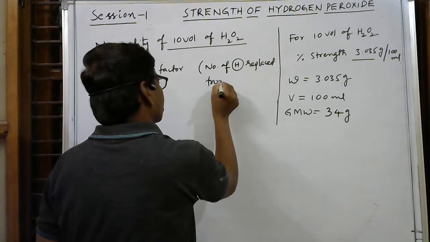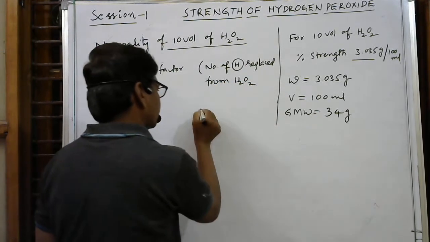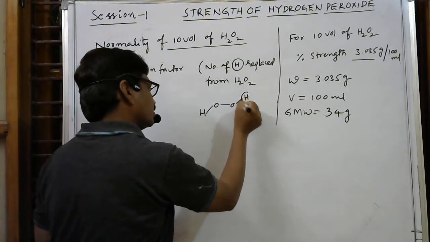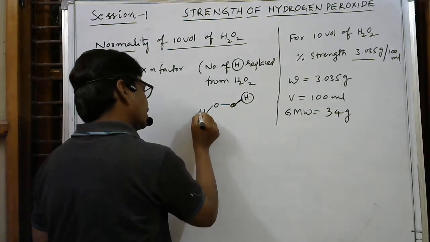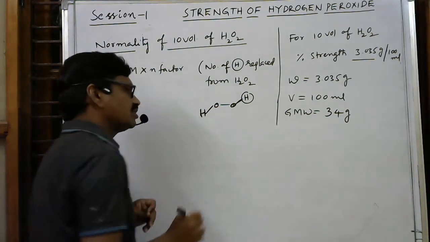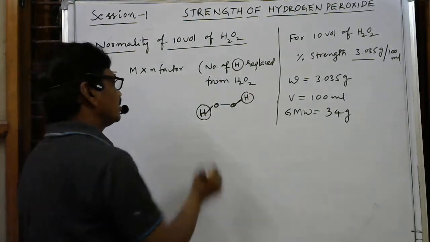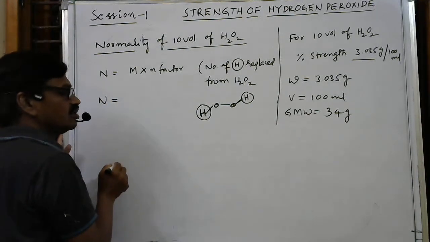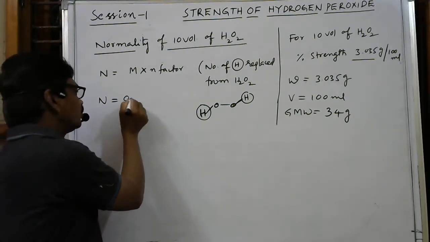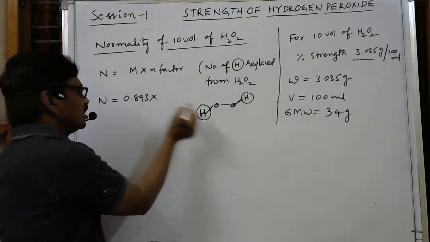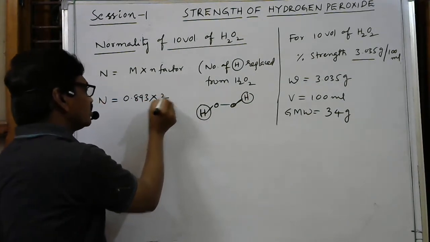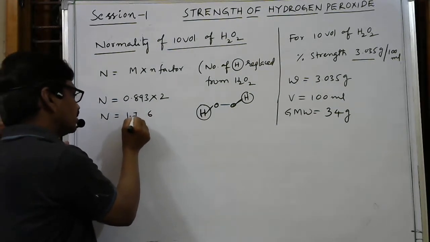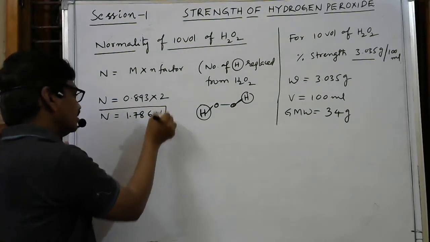from hydrogen peroxide. Hydrogen peroxide structure, it has an open book structure like this. So two hydrogens, these two hydrogens are directly connected to the more electronegative oxygen, so that these two hydrogens can be easily eliminated or replaced. So the n factor here is 2. So direct calculation is like this: N equal to molarity of 10 volumes of hydrogen peroxide, that is 0.893 M into n factor, here 2, 2 hydrogens. So normality equal to 0.893 into 2, same thing, 1.786 N. In this way you can find.